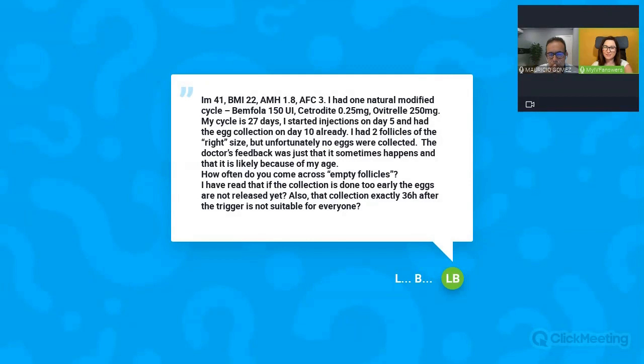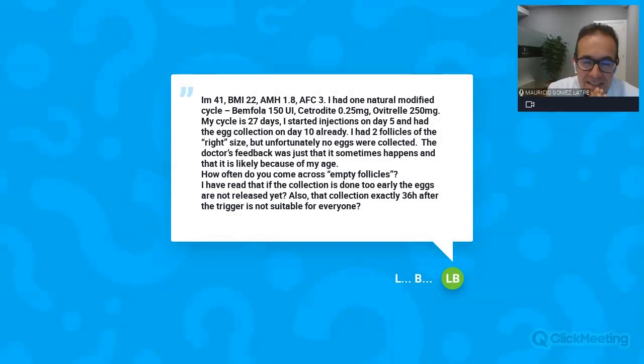Thank you so much, Michael, for that question. In this case, there are many things to comment on. First of all, the age, 41 years old, all right, with the body mass index. For example, here there are 2 ovarian reserve markers, anti-Mullerian hormone and antral follicle count, that give different information.